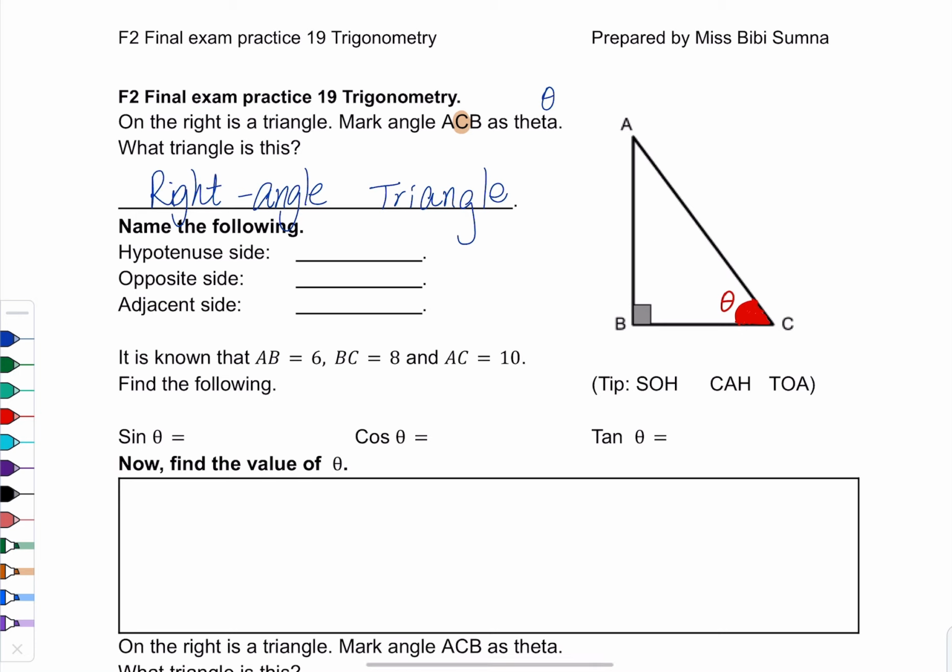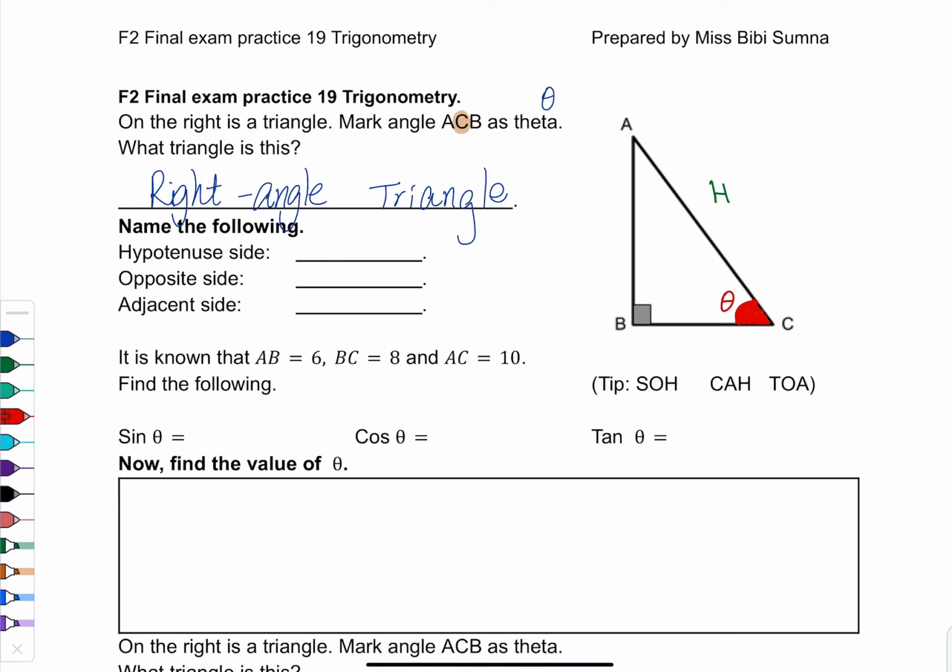So what are all these lines called? That's a right angle here. These two are the legs, and this is the hypotenuse. Legs are the ones next to the right angle. You can make an L here. But who cares? So we start with the hypotenuse side first. The hypotenuse side is the side that is opposite the right angle. So opposite the right angle is called the hypotenuse line.